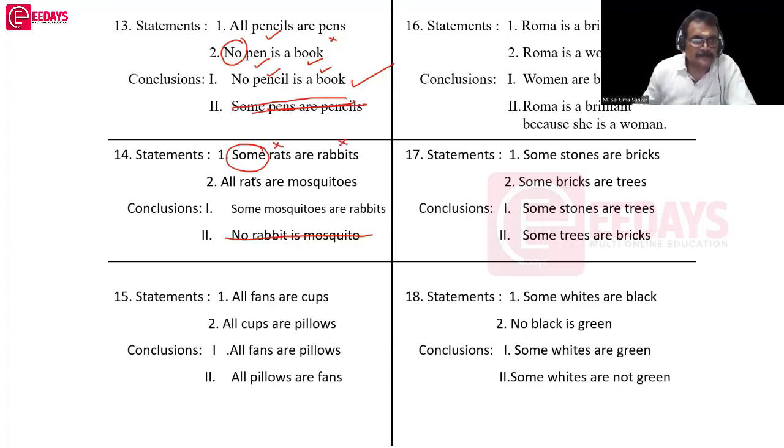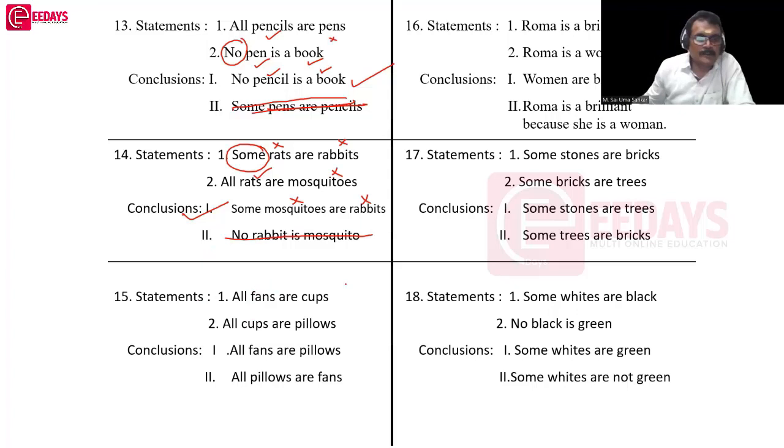Rats. Is it distributed? Yes. Rats is distributed in the statement. Here, in the conclusion, both terms are not distributed. So, no need to check whether those two terms are distributed in the statement or not. So, the first one is a valid mediate inference.